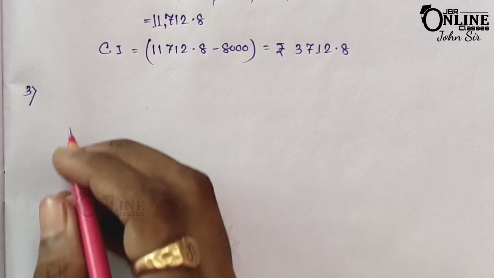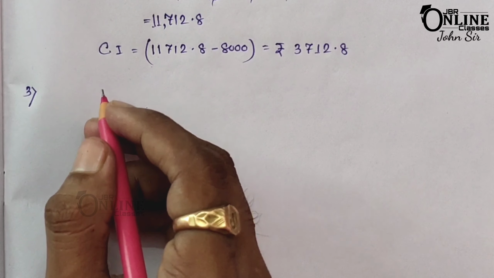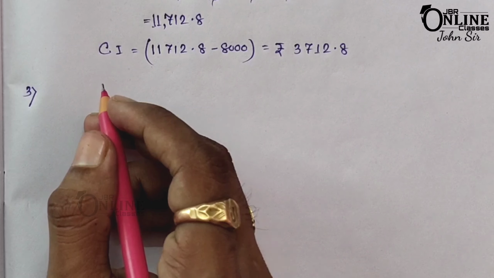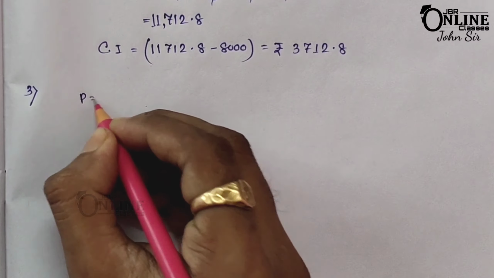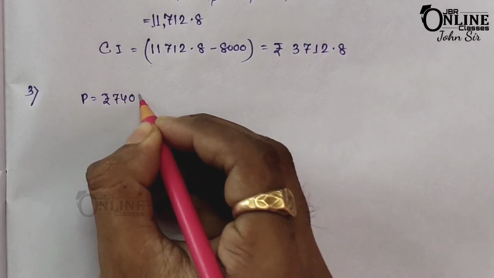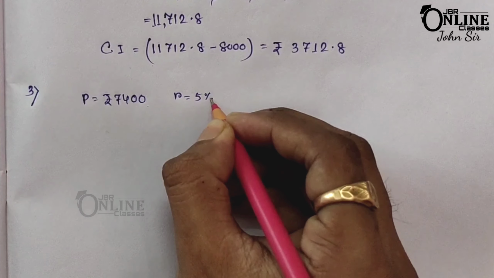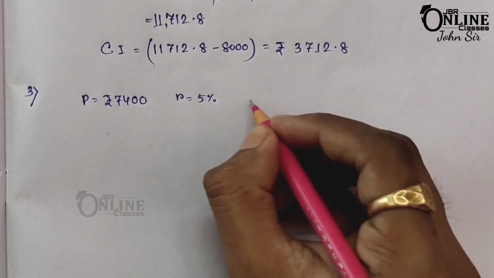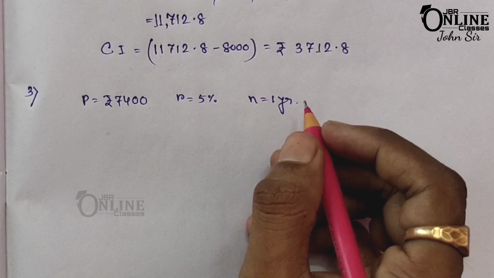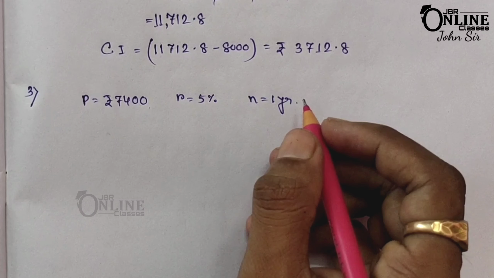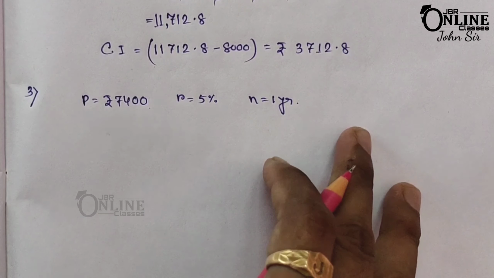Now the third one, if the interest is compounded half yearly. Okay, so here compounded half yearly, calculate the amount when the principal is rupees 7400. So 7400 is your principal, the rate of interest here is 5%, and the duration is 1 year, that means n equals 1 year, and you have to find out the interest which is compounded half yearly, and you have to find out the amount here.